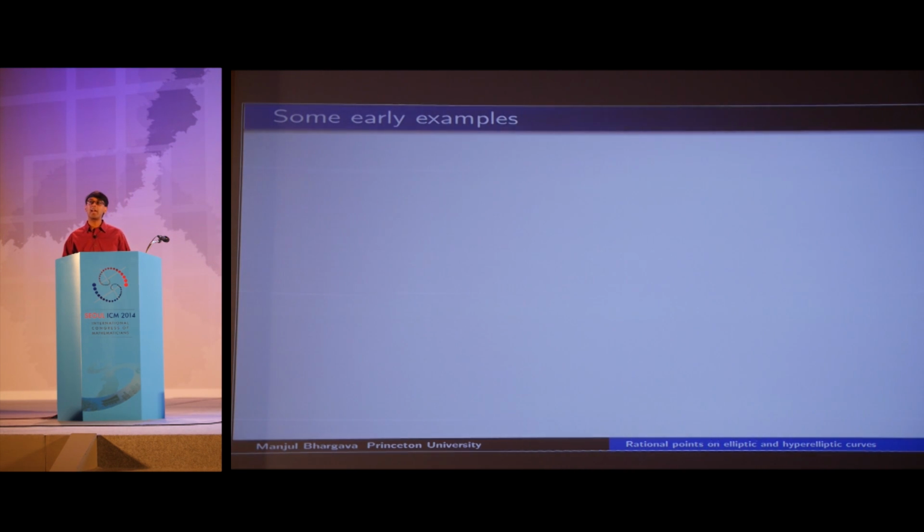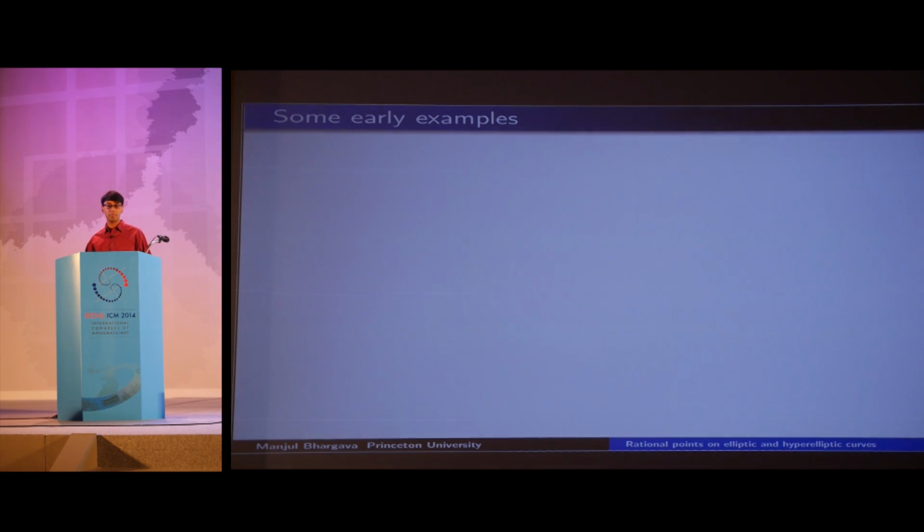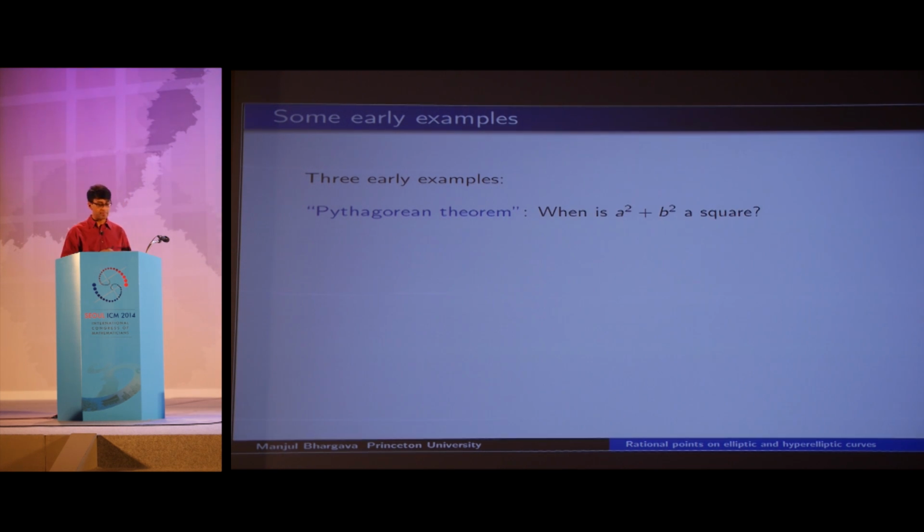So that's one classical example, and that came up in many cultures throughout history, finding whole number solutions to c squared equals a squared plus b squared. So that's a very influential example. It comes from what's called the Pythagorean theorem, that predates Pythagoras, which is: when is a squared plus b squared a square?